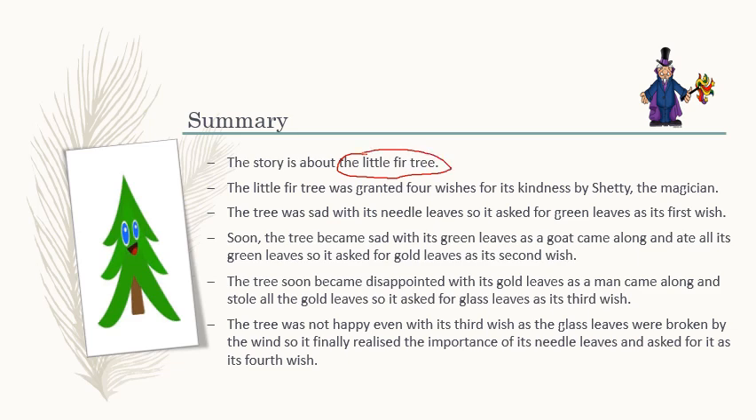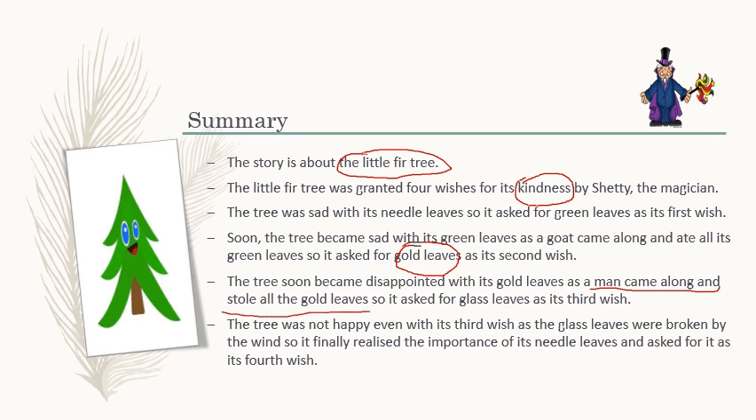Now a possible question from this summary can be, why did Shetty grant 4 wishes to the tree? Because of its kindness. The next possible question can be, what was the tree's second wish? Its first wish was green leaves and its second wish was gold leaves. The third can be, why was the tree unhappy with its gold leaves? The tree was unhappy with its gold leaves because a man came along and stole all the gold leaves.